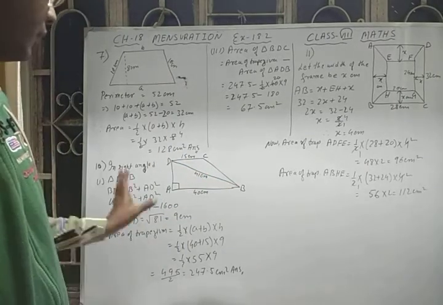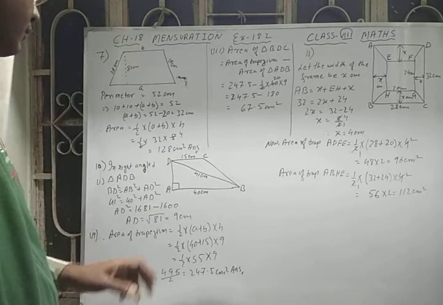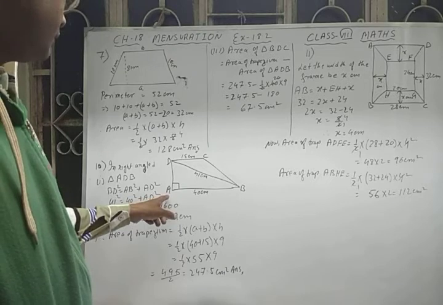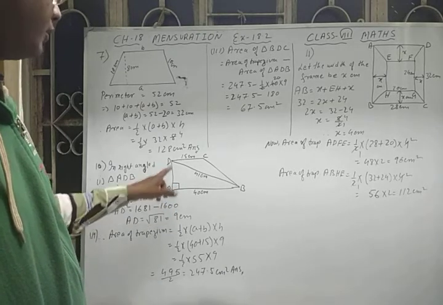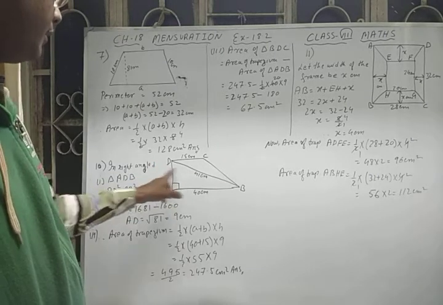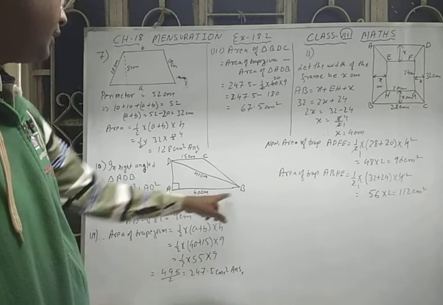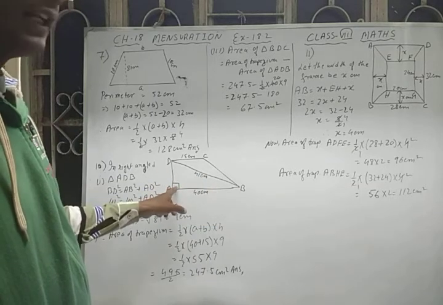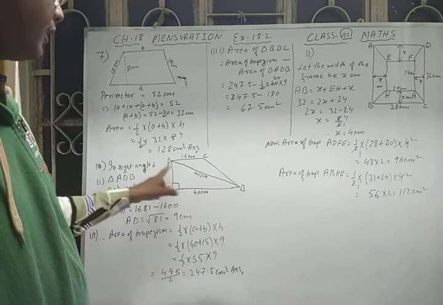Okay, so one by one we will find the solution. First of all, the first question is that we have to find the length of AD. So you can see in this figure, ADB or DAB, you can see DAB is a right angle triangle because it is 90 degree here, and this is the hypotenuse, this is the base, and this is the perpendicular.